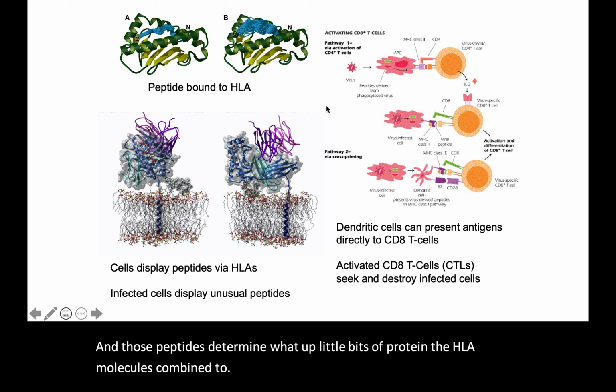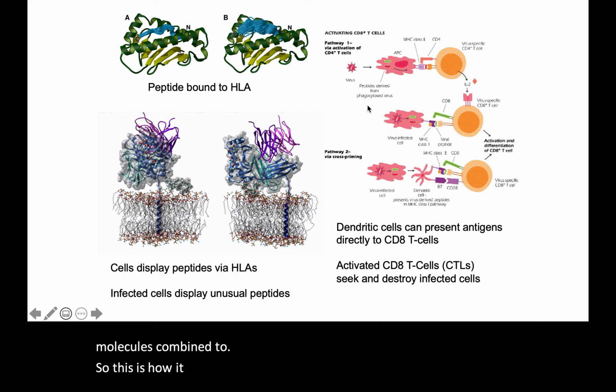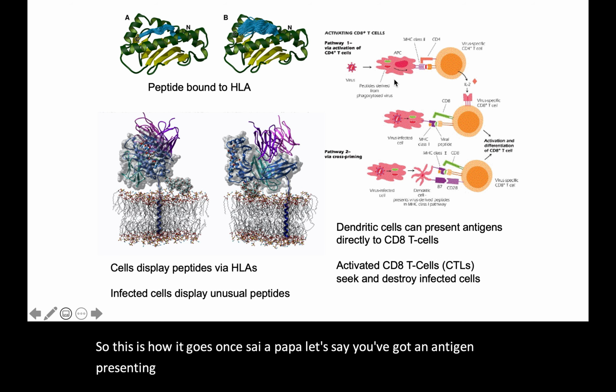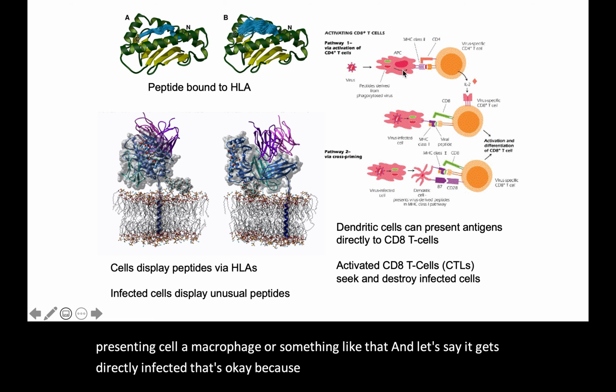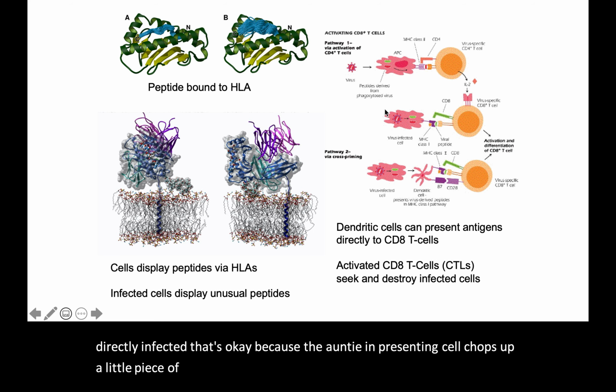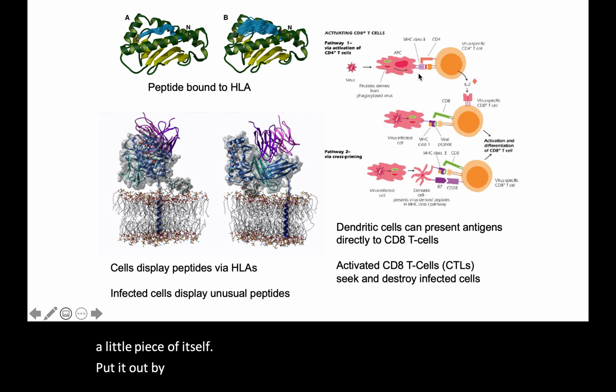So this is how it goes. Let's say you've got an antigen-presenting cell, like a macrophage or something like that. And let's say it gets directly infected. That's okay, because the antigen-presenting cell chops up a little piece of itself, puts it out via MHC class 1 or class 2, depending on who it is trying to show it to.